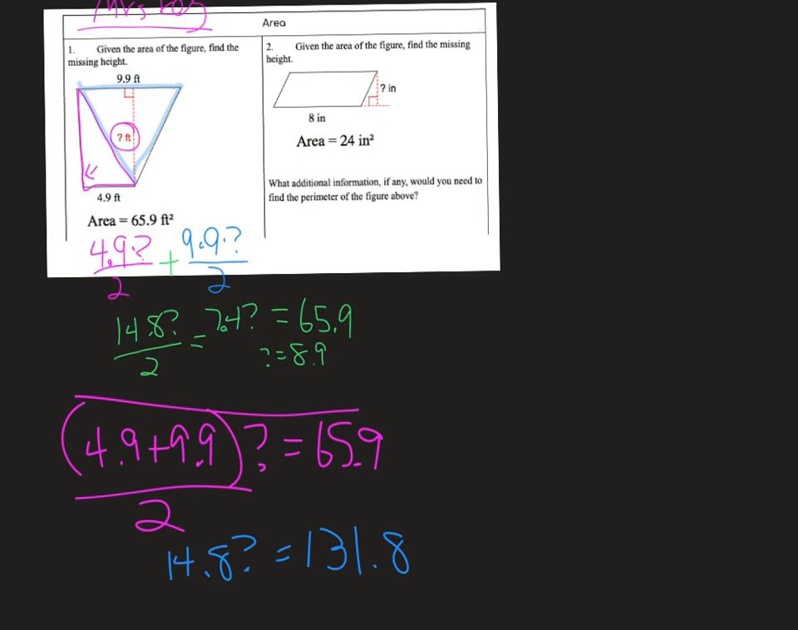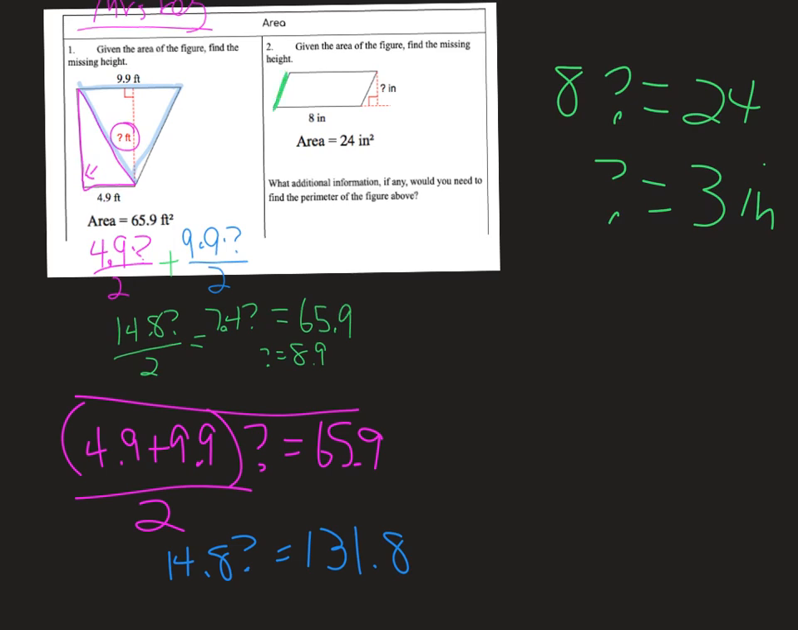Next one, given the area, find the missing height. So this one's less scary, way less scary. So this one you just do base times height, and that has to be 24. So that means that the height has to be 3. Divide both sides by 8. So the height is 3 inches. I didn't put units on that last one. They would be feet.